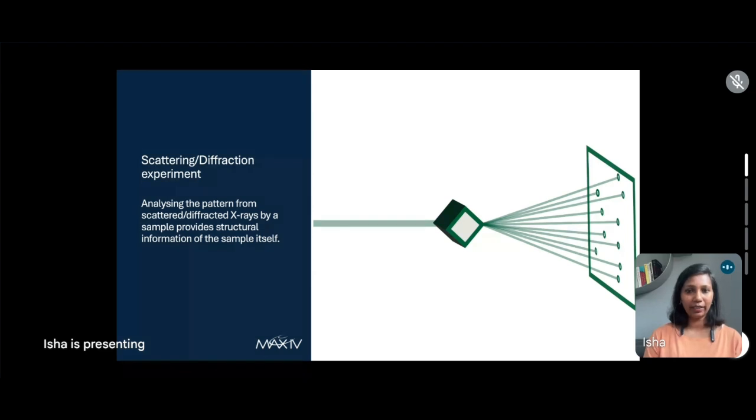I'll go first with the scattering diffraction experiment. Here's the X-ray coming. Here you have your sample in the path, and then you get, according to how atoms are organized in it, these diffraction patterns, and this diffraction pattern is collected on a detector. This detector is connected to computers now, and you can use this data to back calculate how the atoms are placed in your sample. So that's a scattering or diffraction experiment.